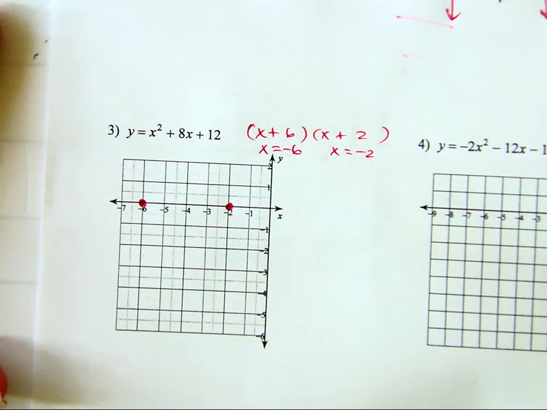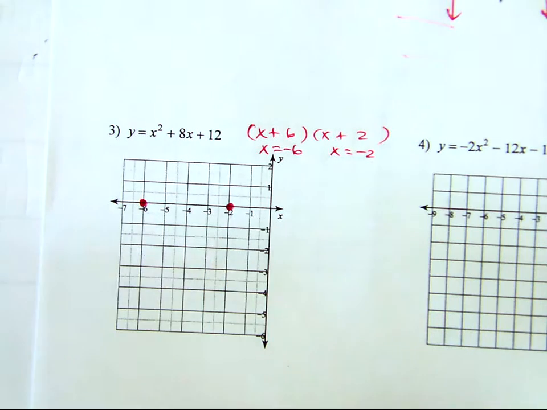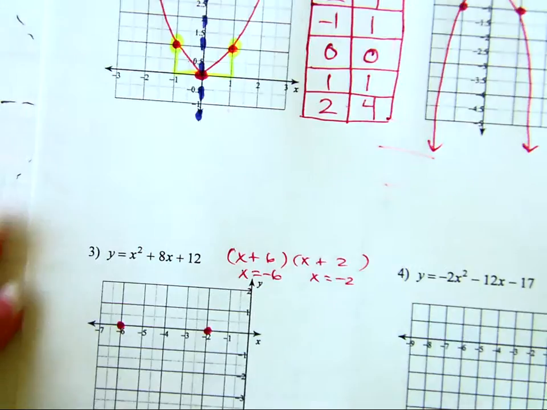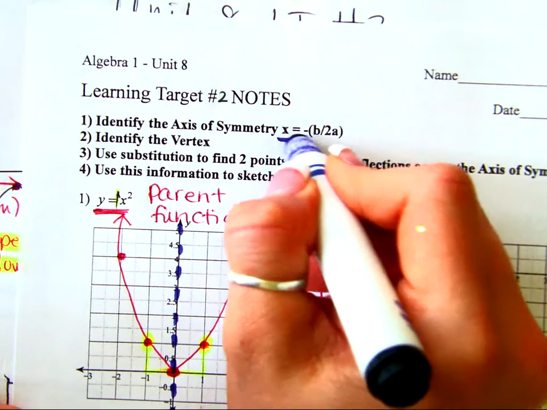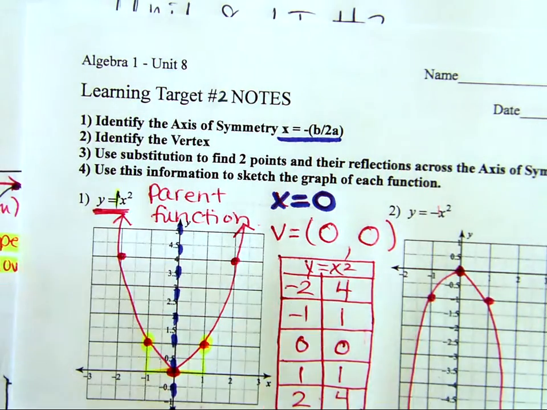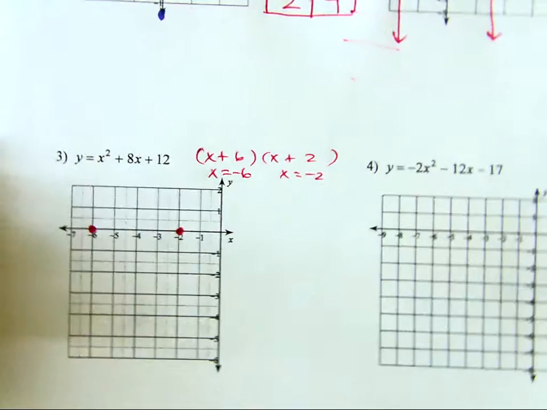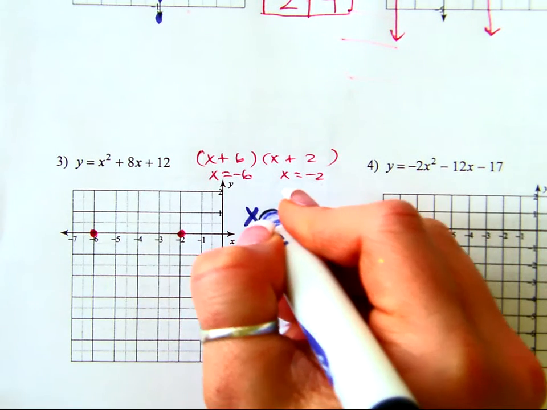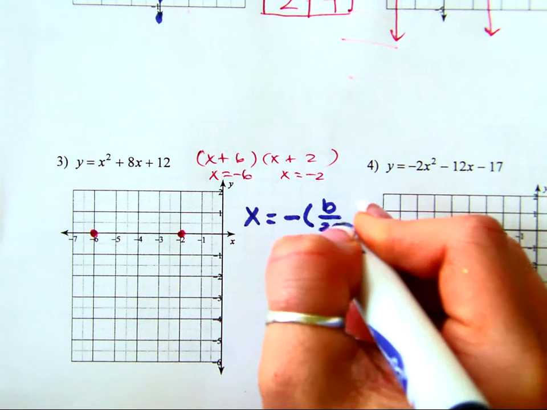Okay? So remember yesterday how I said, okay, you got your zeros. Now where the heck is your vertex? That's what we have to do today. So are you ready for this? So the axis of symmetry is, I'm even going to underline it in purple or blue, because that's the formula I'm going to need to find it. So I'm going to take this information and I'm going to say that my axis of symmetry is going to be the opposite of B over 2A.